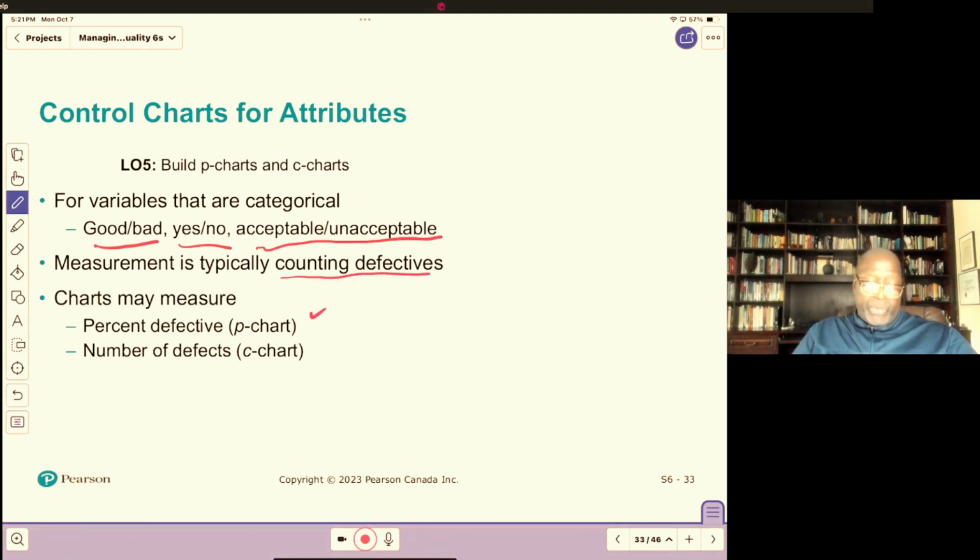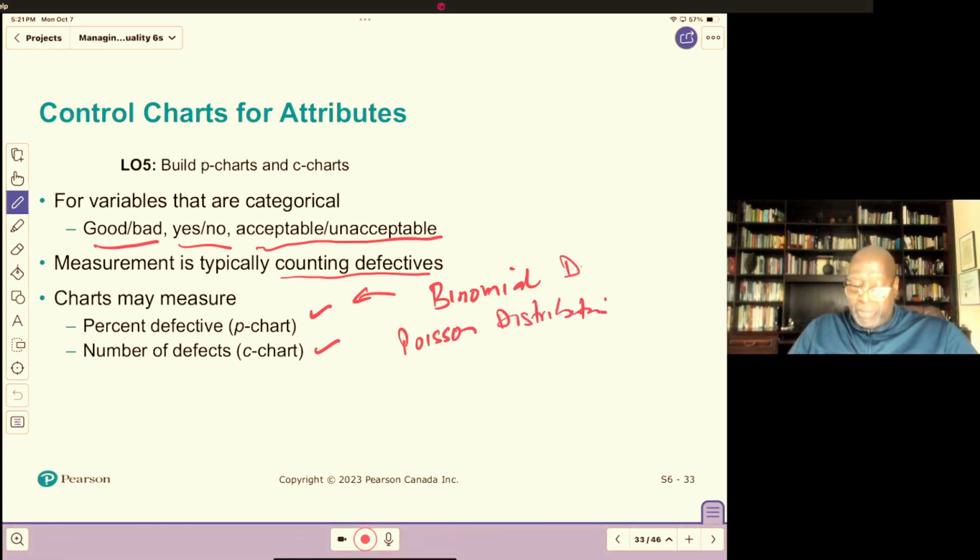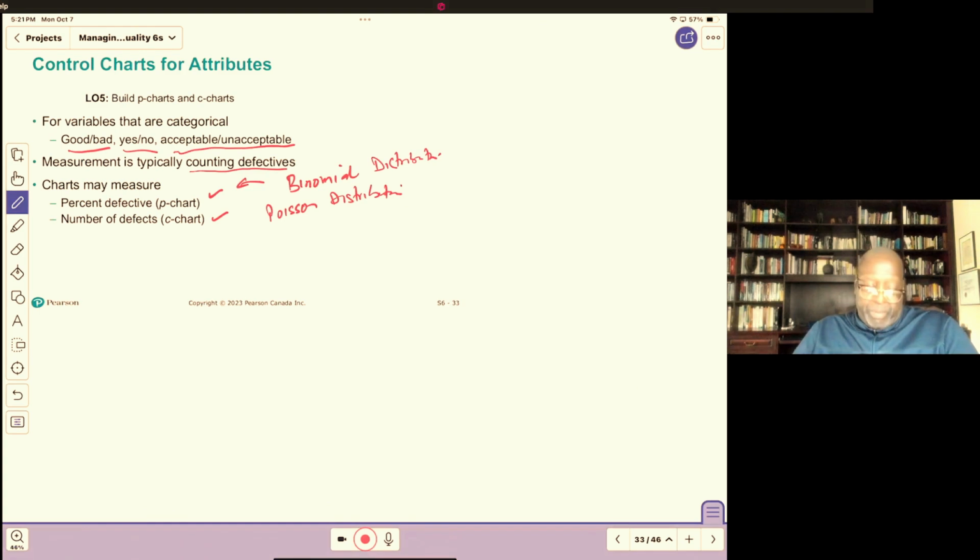And we have two types of charts we're going to consider. There are more, there's lots of charts. But one that's based on the percent defective, and the other one that's counting, and that's based on the number of defectives. This one that's based on the percent defective, you already are familiar with it if you've done statistics. It's based on the binomial distribution. This one is based on the Poisson distribution.